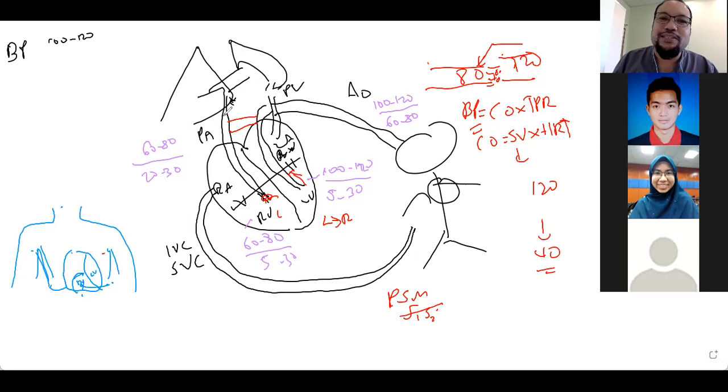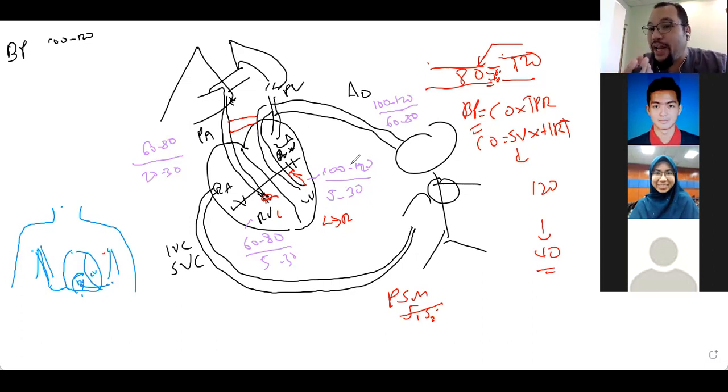Bila shunt dia continuous, murmur dia pun continuous. Sebab tu you dapat continuous type of murmur. Masa systolic ada gradient, masa diastolic pun ada gradient. Okay. Murmur dia sama tak, masa sistolik dengan masa diastolik? You tengok pressure gradient dia. Pressure dia is higher masa sistolik as compared dengan pressure masa diastolik. So bila higher pressure, velocity amplitude is higher as compared dengan lower pressure.